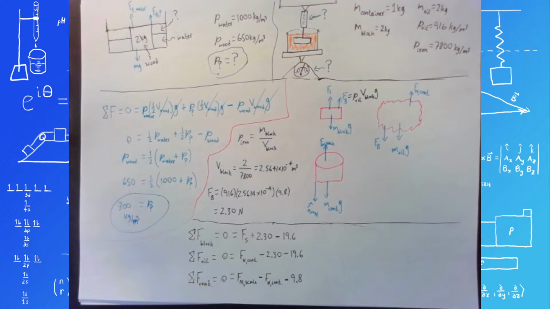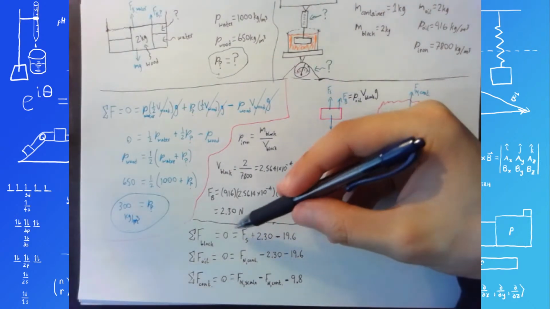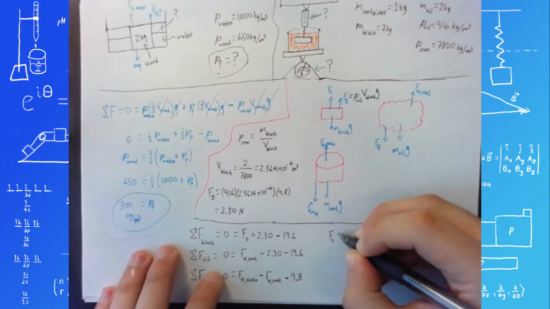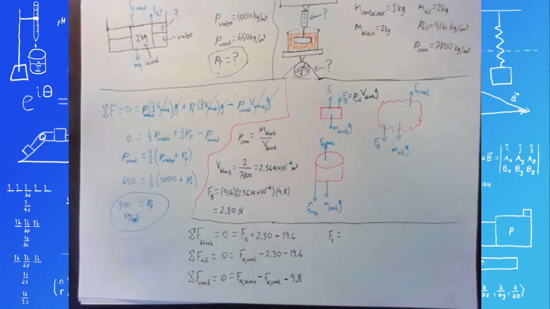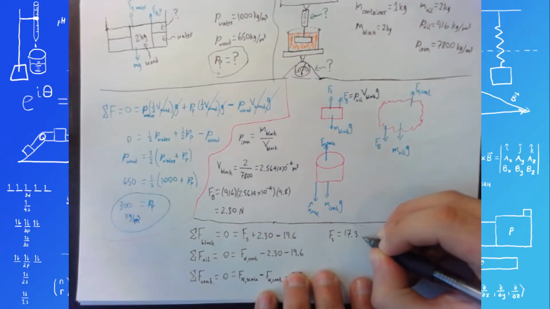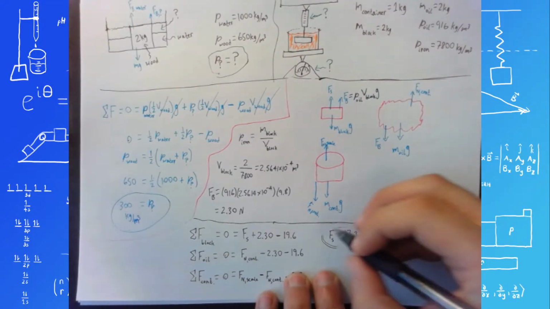All right, so add 19.6 and subtract 2.30, and the spring scale reading at the top is 19.6 minus 2.3, which is 17.3 newtons. That's for the top reading.